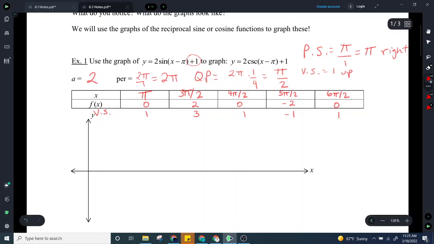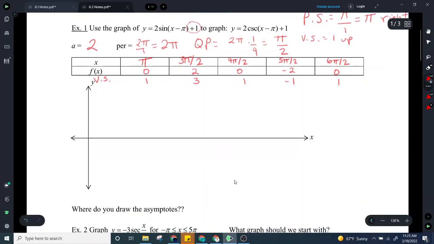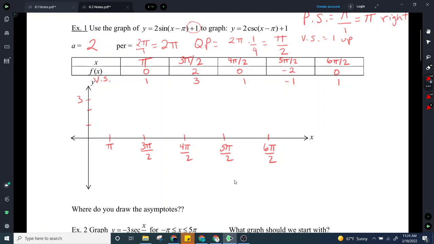All right, so let's go ahead and label our points. So we're going to start out at pi, and then we're going to go to 3 pi over 2, and then we're going to go to 4 pi over 2, 5 pi over 2, and 6 pi over 2. This is going to give us one cycle. My maximum value is at 3. So I'll put a point up here at 3. My minimum value is at negative 1.